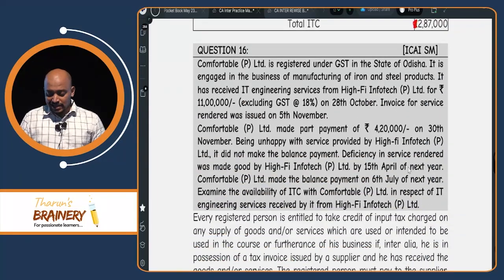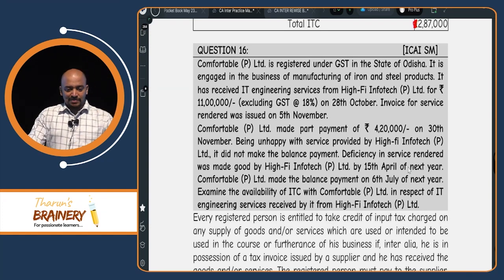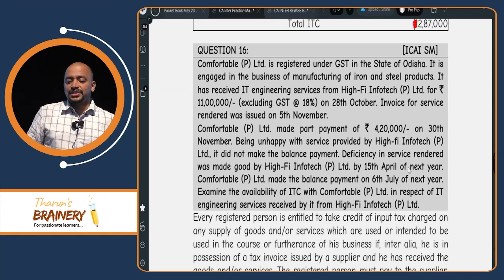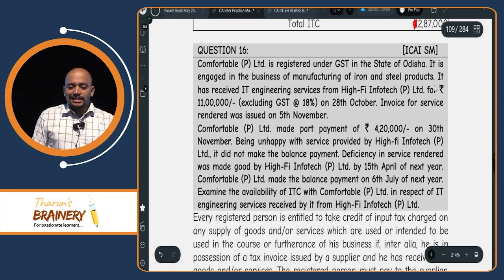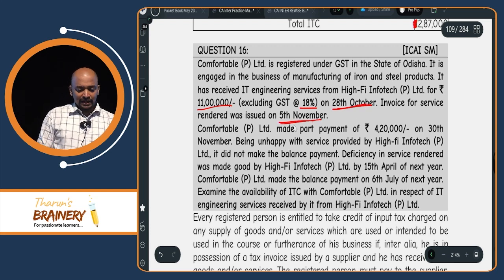Then question number 16. Comfortable Private Limited is registered under GST in the state of Odisha. It is engaged in the business of manufacturing of iron and steel products. It has received IT engineering service from Hi-Fi Infotech Private Limited for 11 lakhs excluding GST at 18% on 28th October. Invoice for the service rendered was issued on 5th November. When did they receive the services? October, but the invoice is 5th November.